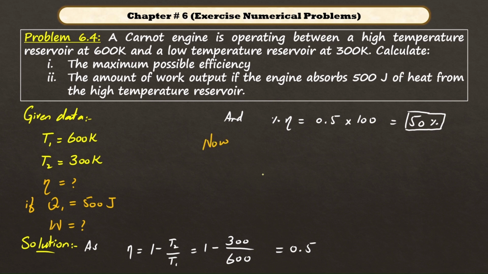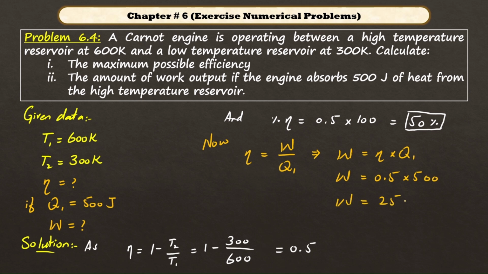Now, eta is equal to W over Q, meaning output over input. Separate it for W. W is equal to eta into Q. By putting the values of eta and Q, it becomes equal to 250 joule.